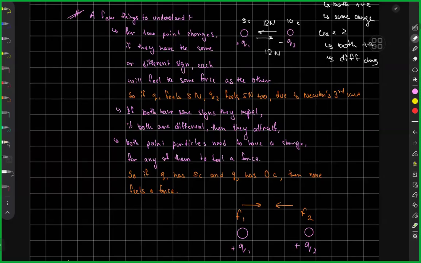Same case with mass. It's just that in case of masses, in case of gravitational field, it was always attractive. The only variation that you have in electric fields is charges can be different and there can be repulsion. That's the only difference. So now if they have the same sign, they repel. If both are different, then they attract.